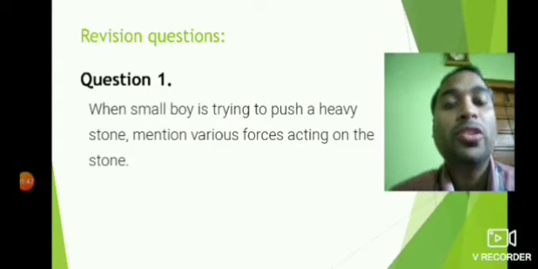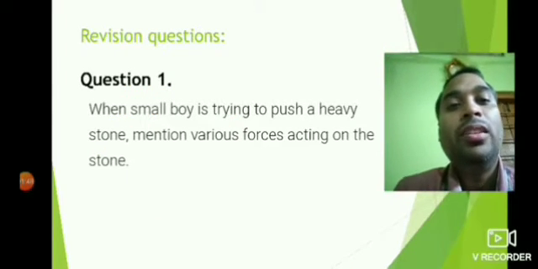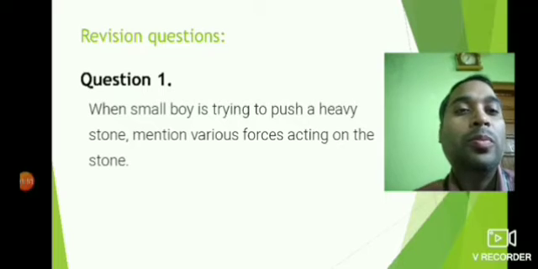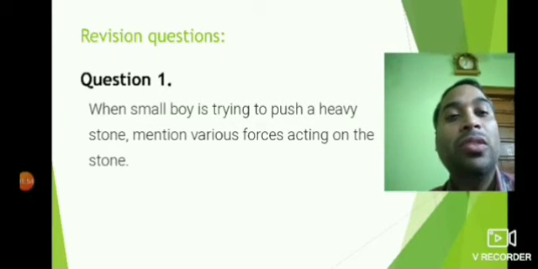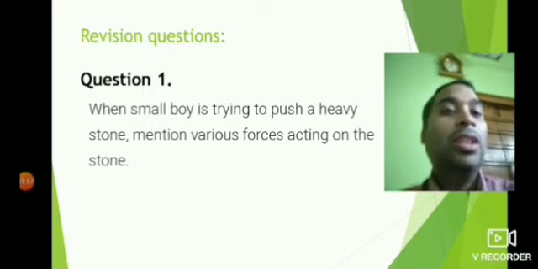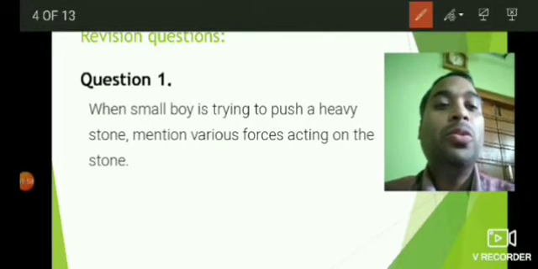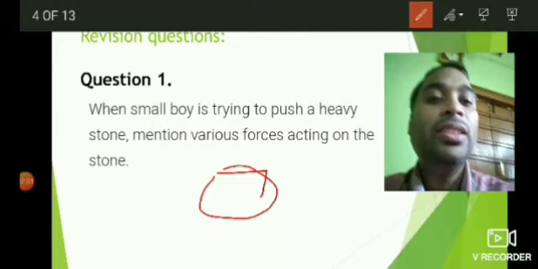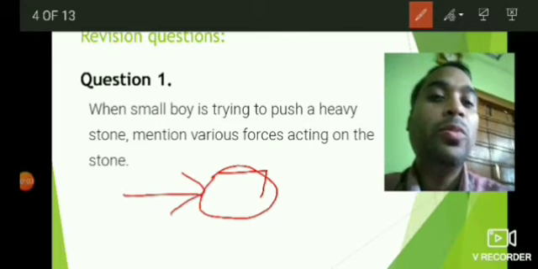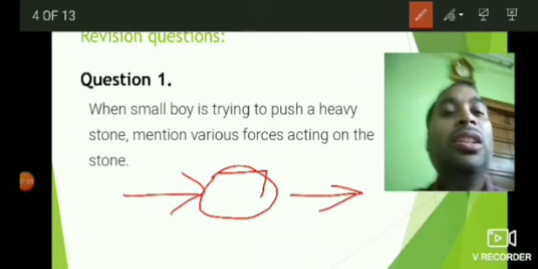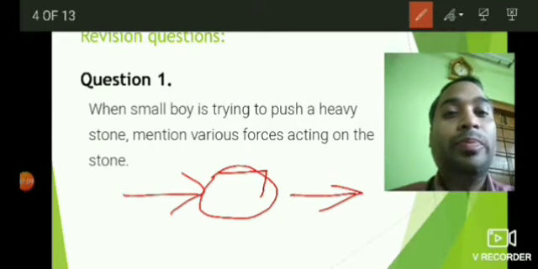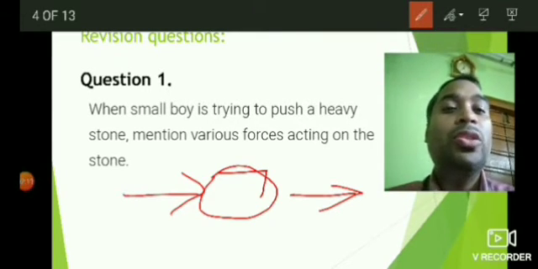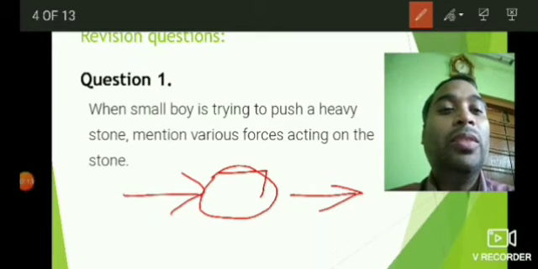Okay, so this is question number 1. When a small boy is trying to push a heavy stone, mention various forces acting on the stone. Now if a boy is pushing a stone, let's say this is the stone which he is trying to push towards this direction, then you have to mention what are the different forces acting on this stone. Now when he is trying to push this heavy stone, what are the various forces?